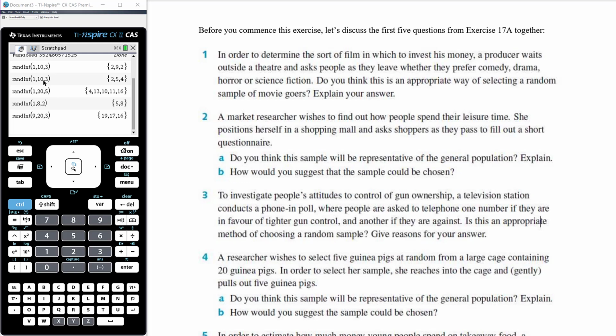So question 1, in order to determine the sort of film in which to invest his money, a producer waits outside a theatre and asks people as they leave whether they prefer comedy, drama, horror or science fiction. Do you think this is an appropriate way of selecting a random sample of moviegoers? Explain your answer. Okay, so my instincts suggest that this isn't, because if he's standing outside a theatre as people leave, if they've just left a comedy movie, they're probably very likely to say that they prefer comedy. And that might not be representative of all theatre goers, because if you then stood outside a horror movie next, they're all going to say that they prefer horror movies.